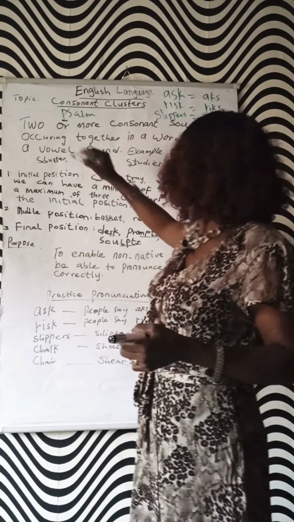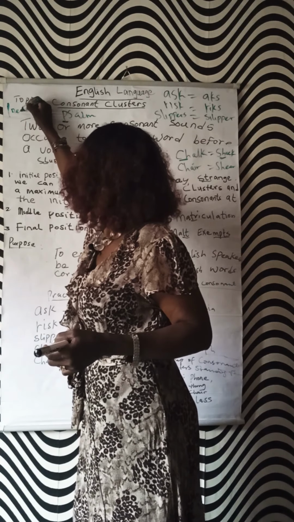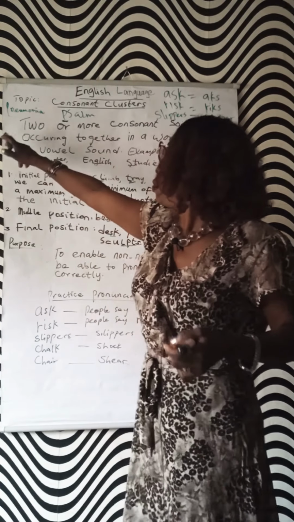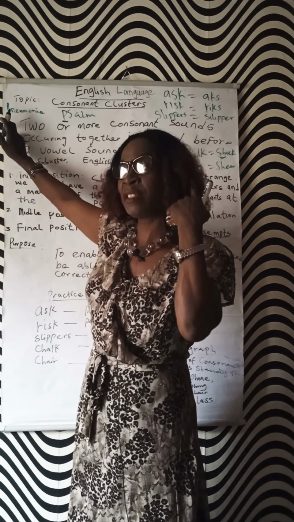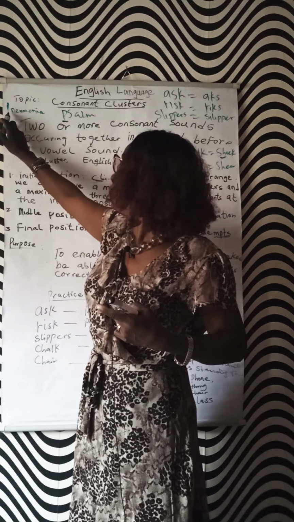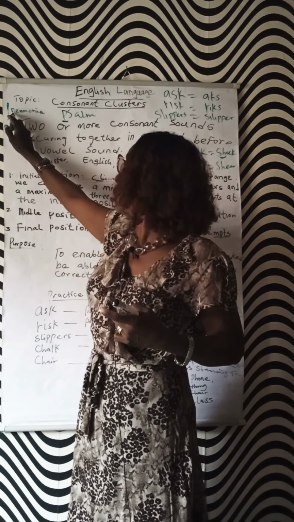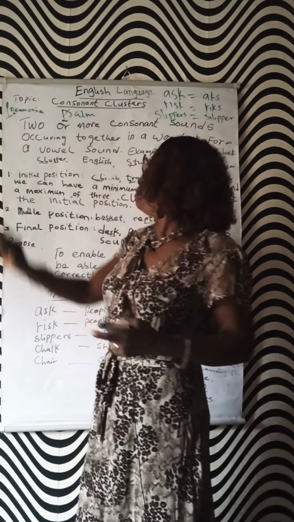Then again, there are other words like pneumonia. In this word pneumonia, the P is not articulated because it's not heard, even though it's a clustering of consonants, the P is silent. So the articulated consonant sound here is n.